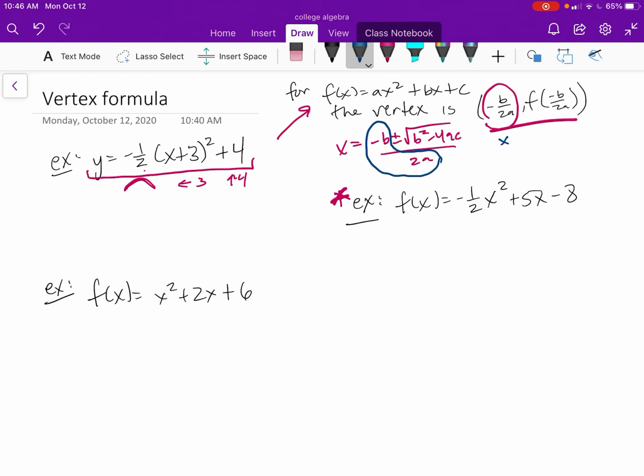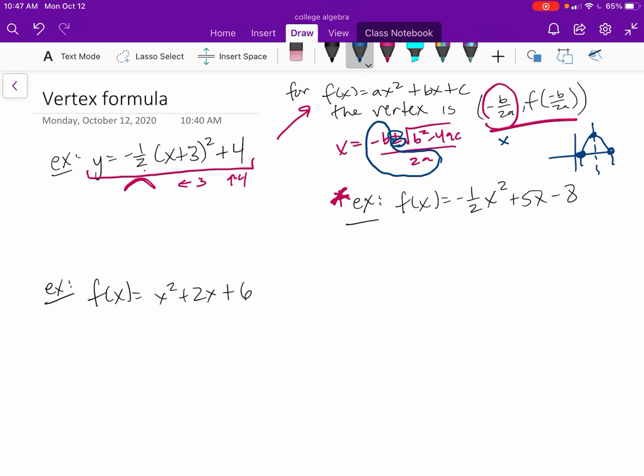The plus minus: if I am on a graph and I have some vertex, and say it opens down, from this vertex, negative b over 2a, I'm going to add the square root of b squared minus 4ac to get to here. But then if I subtract it, I'll find this zero. So from the vertex, the zeros are symmetric.